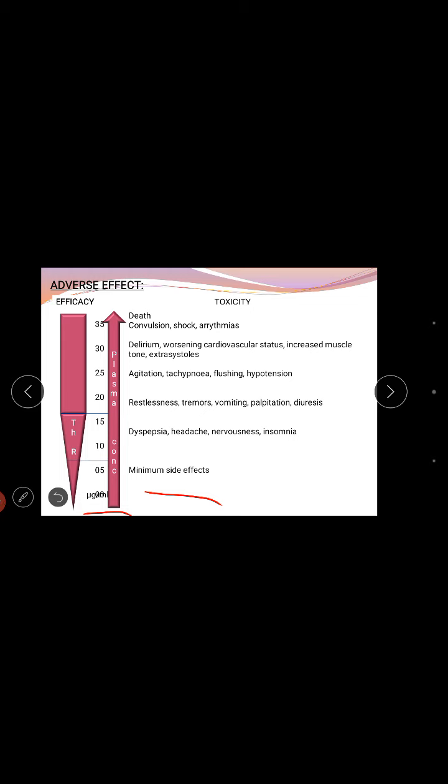You know what is systole and diastole. Systole is the contraction state, diastole is the relaxation state. Extra systoles will be more when compared to the diastoles. At higher than 30 microgram per ml, death, convulsion, shock and arrhythmia may occur. Shock will occur usually, maybe cardiogenic shock. I'll continue with the other class of drugs in another PPT. Thank you.